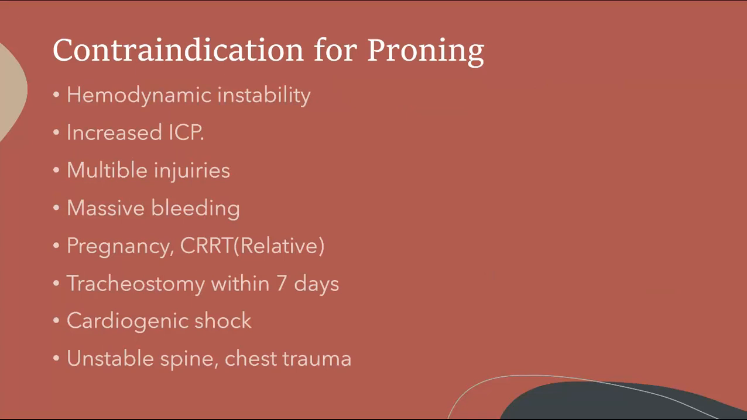But in these cases, you just need to try whatever you can. Okay. So this is one of some of the contraindications of proning: hemodynamic instability, increased ICP, multiple injury, massive bleeding, pregnancy, CRRT. They say it's a relative contraindication, tracheostomy within 7 days, cardiogenic shock, and unstable spine and chest trauma.